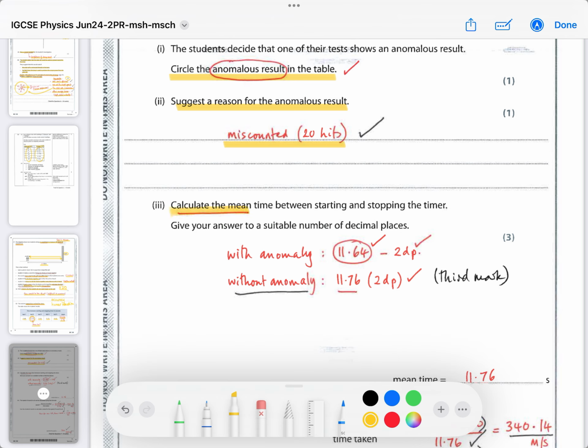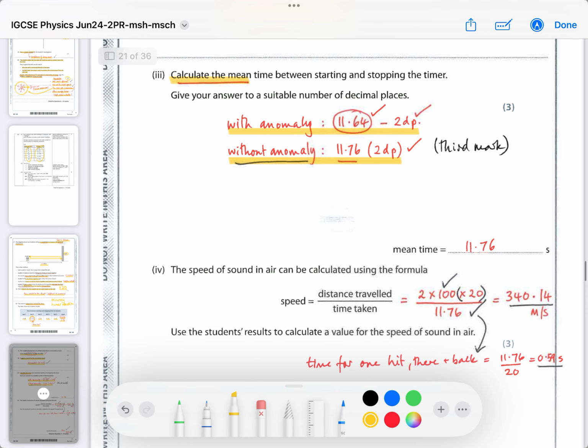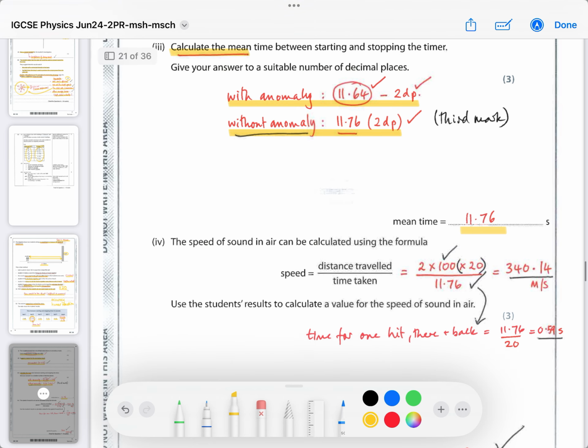Calculate the mean. They haven't told you how. So with the anomaly, 2 decimal places will get you 2 marks. And without the anomaly, it gets you the 3rd mark. So if you notice an anomaly and you definitely don't want that data, you can eliminate it from your scientific method. It's valid to do that. Okay, so if you get the 11.76, be careful with the rounding. If you don't use the accurate calculator value, you might get 11.75, which will lose you a mark. So the 3rd mark is for how well you do the averaging.